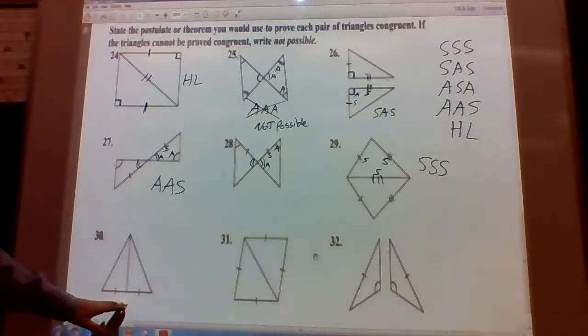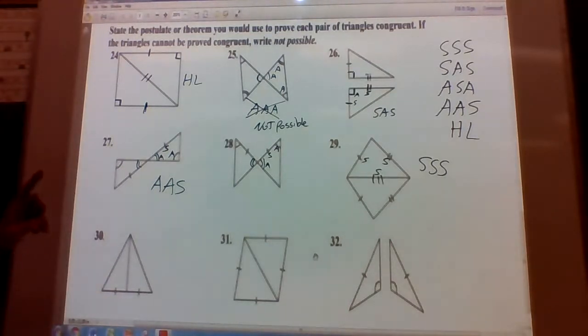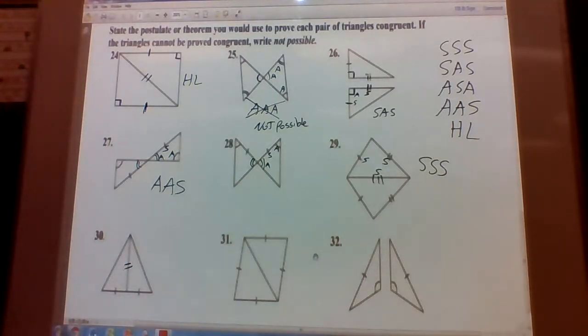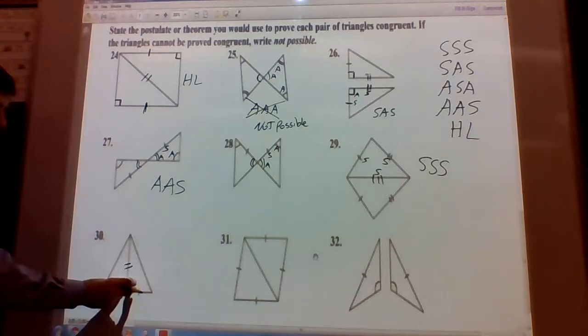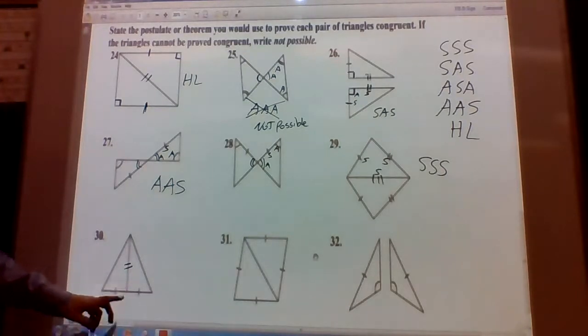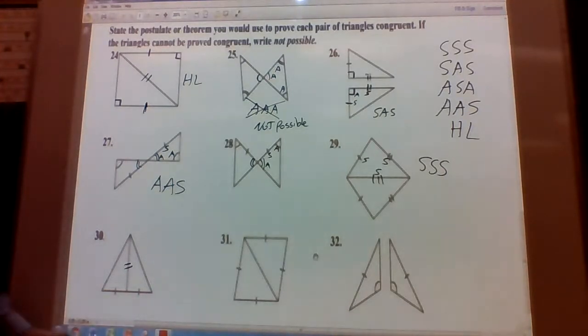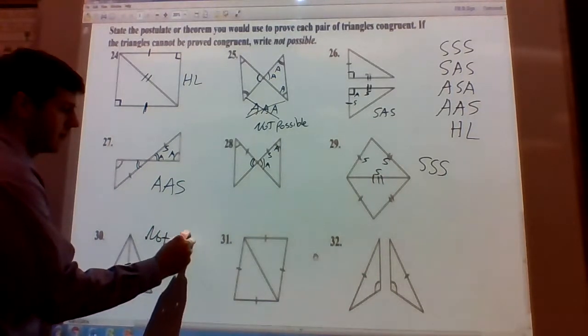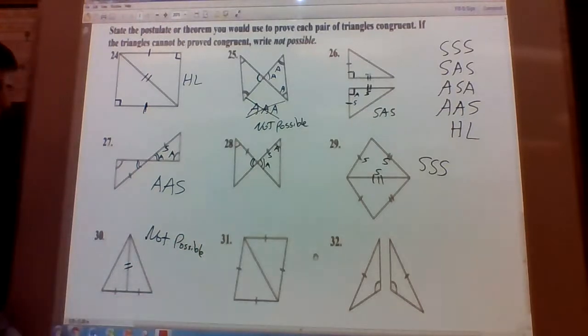Right now, we have one piece of corresponding parts that are congruent. We can use the reflexive property to find a second one. Is it possible to find a third corresponding part that's congruent? Nope. We can't assume that this is an angle bisector, therefore we can't assume these are right angles. We can't assume it's perpendicular, so this one is going to be not possible. We could not find a third corresponding part that was congruent.